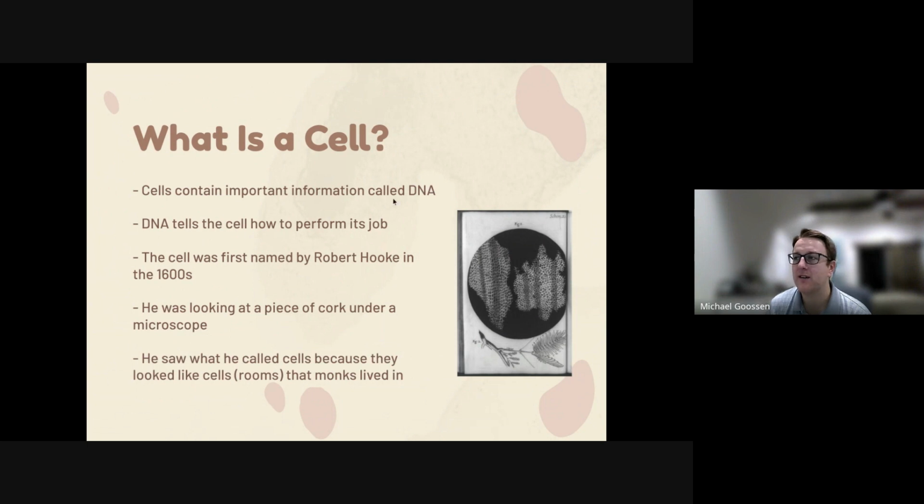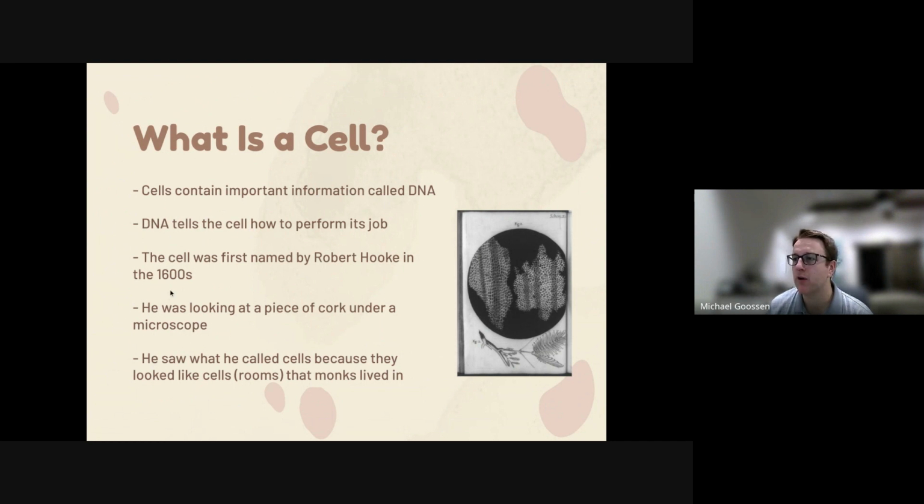Every cell contains DNA. Maybe you've heard of that word before, but DNA is basically like instructions. So if you're going to cook a recipe, you need a cookbook to tell you what to do, right? DNA is like the instructions for us, for humans or for any organism. It tells the cell what it's supposed to do, and it's as simple as that.